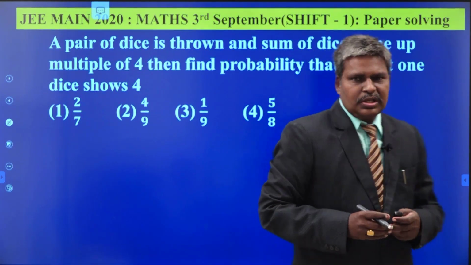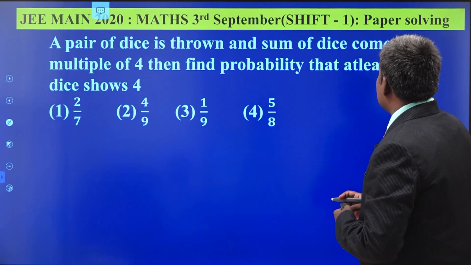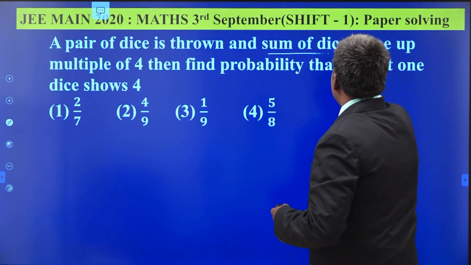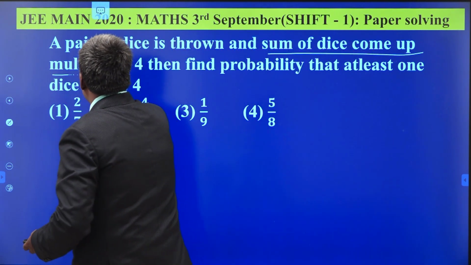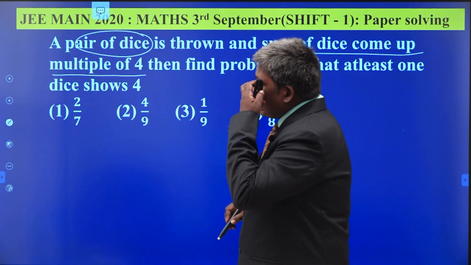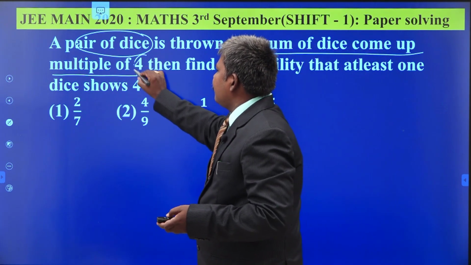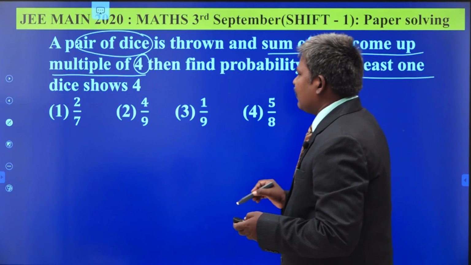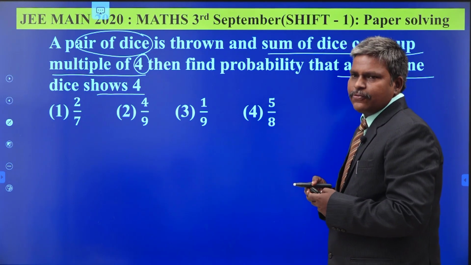See this question. This is the question related to probability. A pair of dice is thrown and the sum of the dice comes up a multiple of 4. This event is given to you. A pair of dice is rolled, two dice are thrown. What is observed? They observe that the sum of the dice is a multiple of 4. Then you have to find the probability that at least one of the dice shows 4.